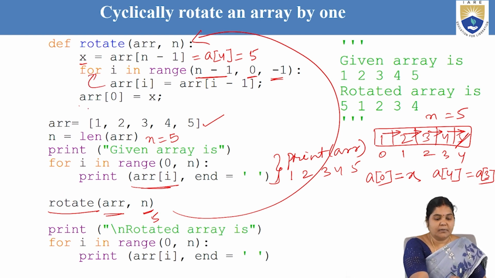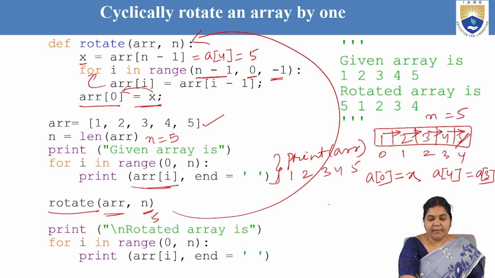done through this loop, finally a of 0 is empty and we are storing the element x into a of 0. That means the element x, which is equal to 5 and what you have stored, will come here. So, it will be 5, 1, 2, 3 and 4. With this, our array or list has been cyclically rotated by one place.